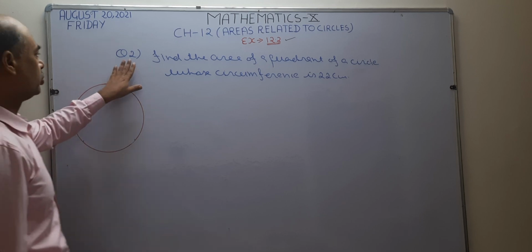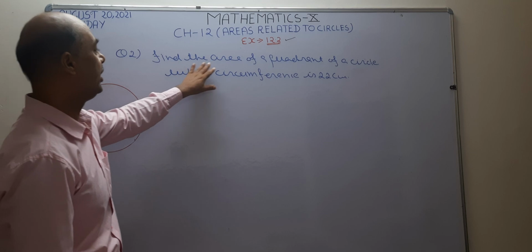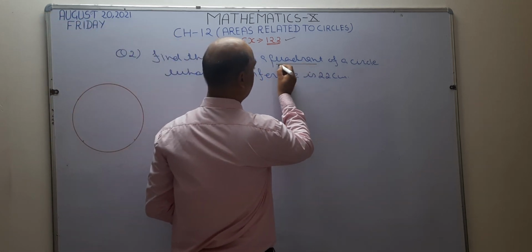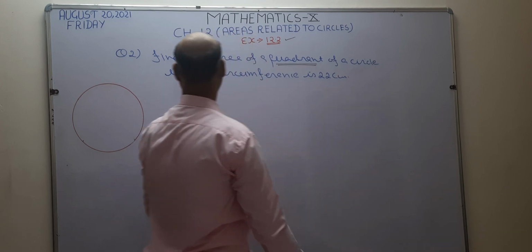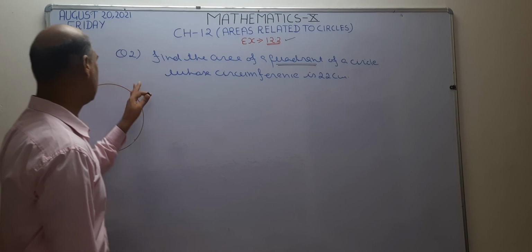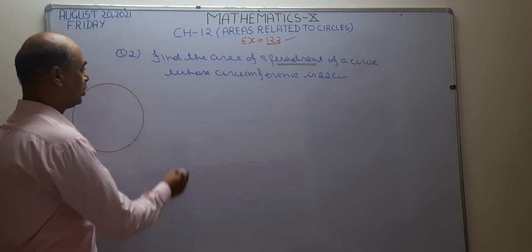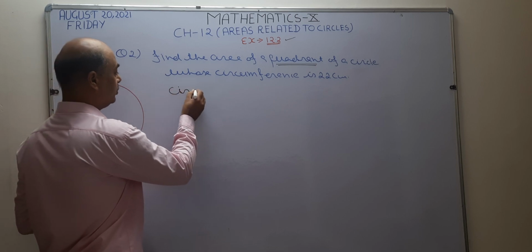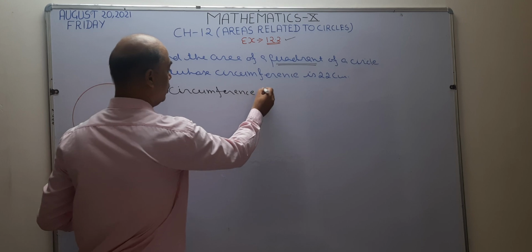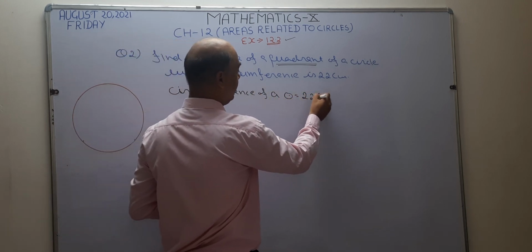Now we are going to solve question number 2 of exercise 12.2. In this question, find the area of a quadrant. We are going to find the area of quadrant of a circle whose circumference is given. This is your circle. Circumference of circle is given. So write here circumference of a circle is given, 22 centimeter.